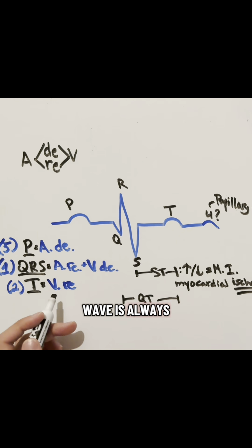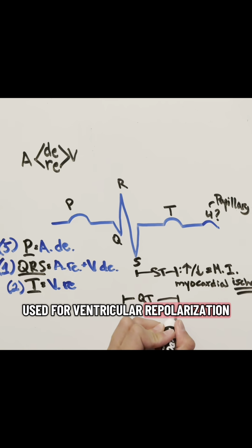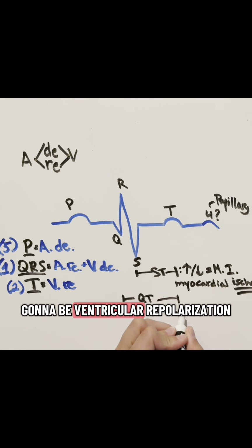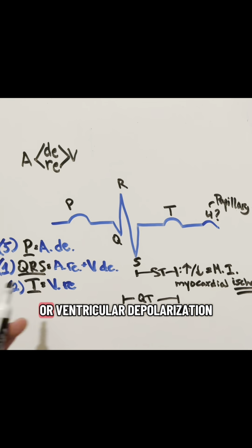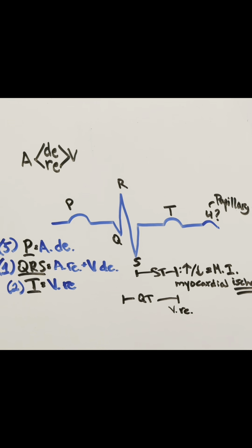The T wave is always used for ventricular repolarization. Now, the QRS complex is used for two things, either atrial repolarization or ventricular depolarization. The ventricles are cute. That's all I'm going to say.